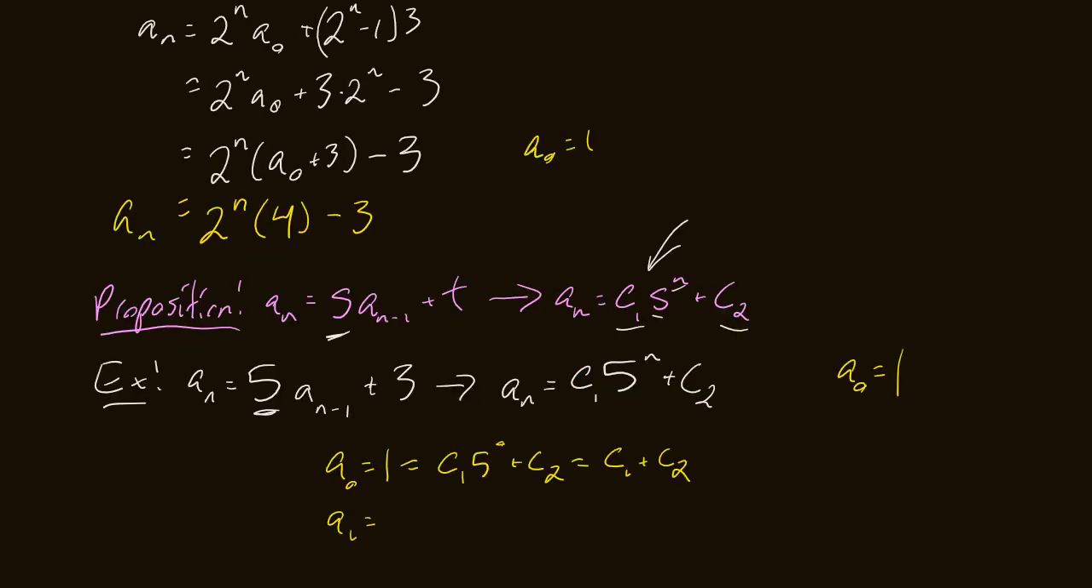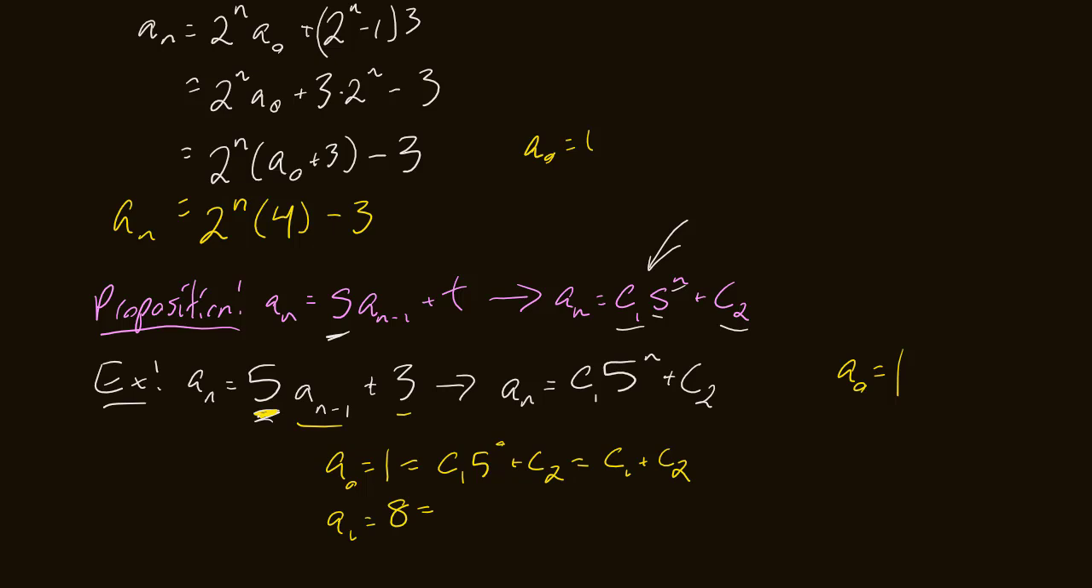Looking at our recurrence relation, a1 is equal to 5 times a naught plus 3. So a naught was 1, so 5 times 1 plus 3 is 8. But again, this should be written in terms of c1 and c2.